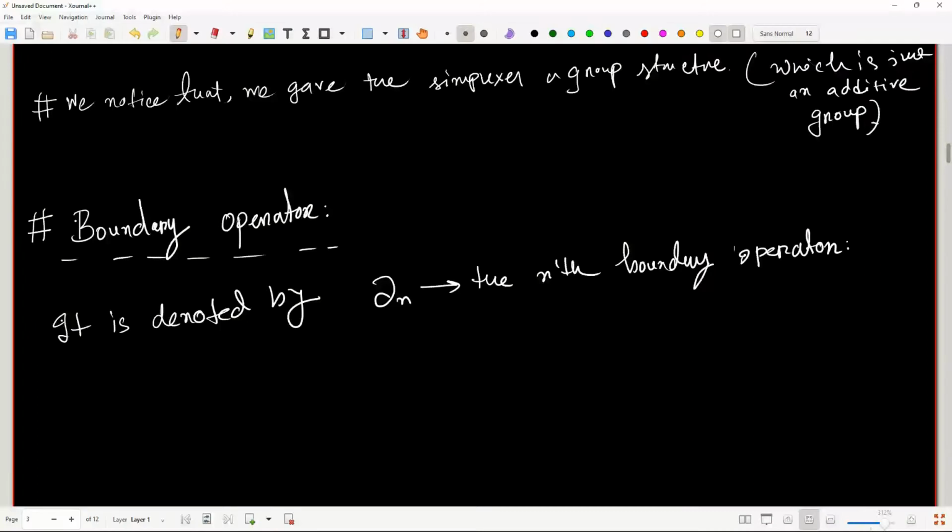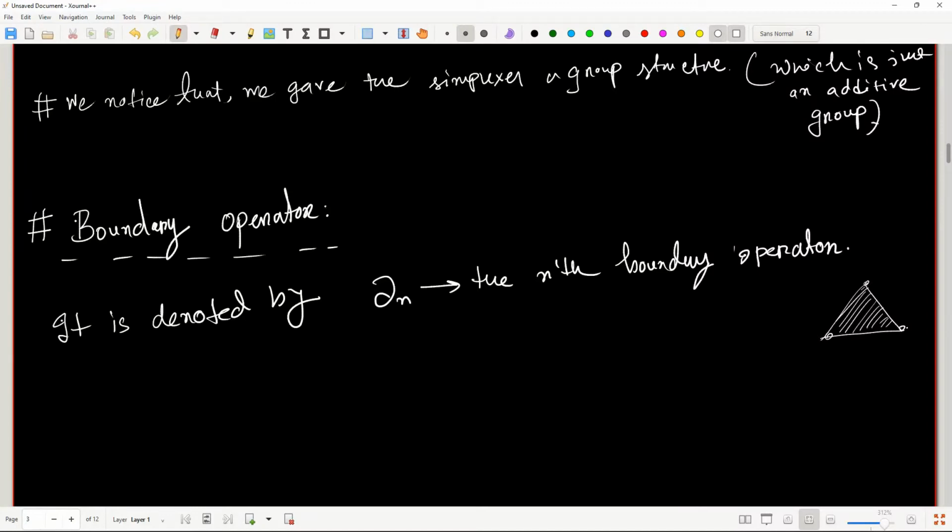So what does the boundary operator tell us? Well, if you have a simplex like this, let's say a filled in triangle, and you write the simplex for it, what the boundary operator does is that it acts on the simplex and it spits out the boundary.